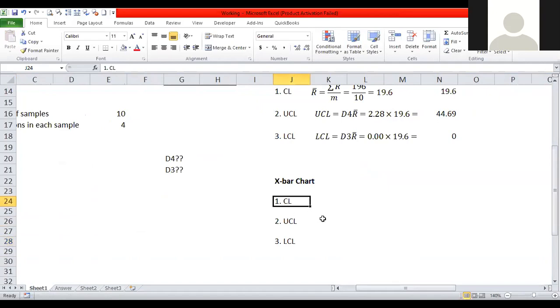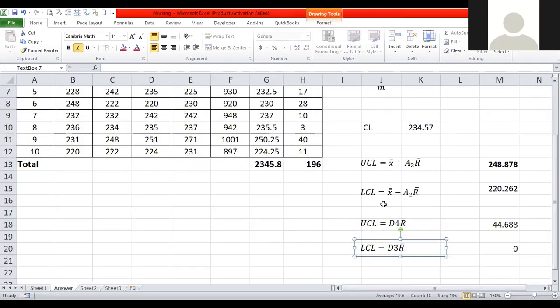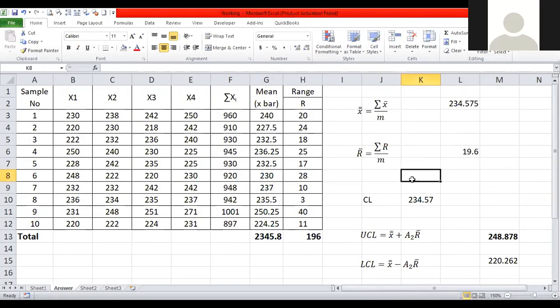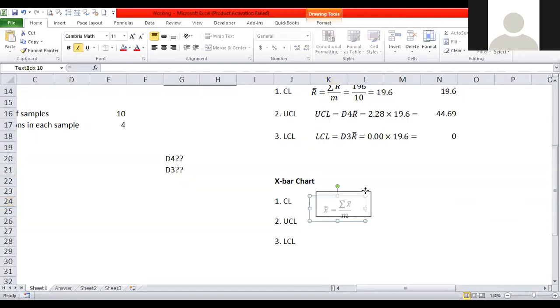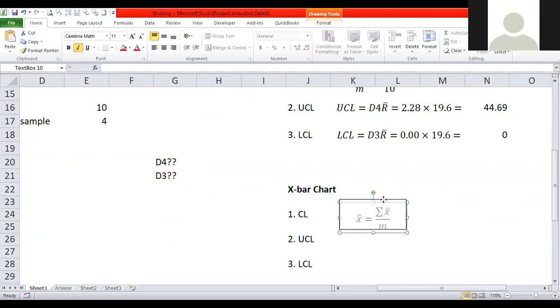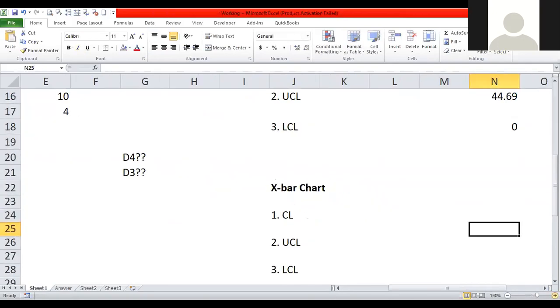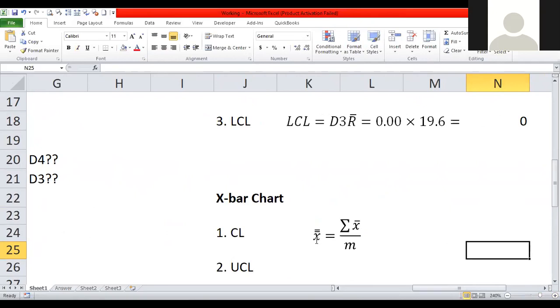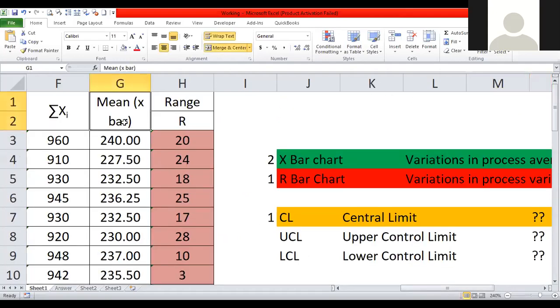The central limit is the average of all the individual averages, the average of all the sample averages. You can use this formula for that. It's called X double bar. You can see, I will zoom this. This is X double bar. There are 2 bars, because we already have X bar.